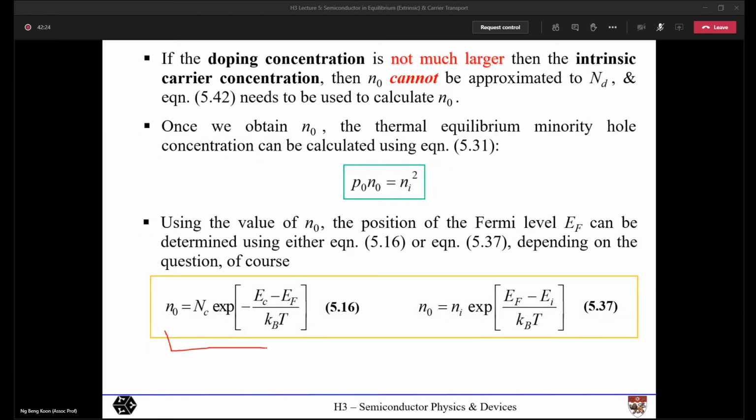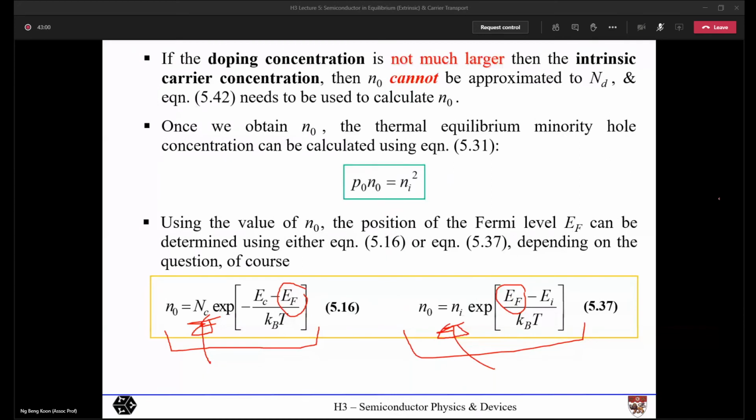We can either use the one that relates to the effective density of states, or the other one that relates to the intrinsic carrier concentration, to find out the position of the Fermi level. Of course, which one to choose depends on what value you have. If the question gives you the effective density of states, then you can just use this equation here. On the other hand, if you know the intrinsic carrier concentration, then you use this second expression here to find out where your EF is.